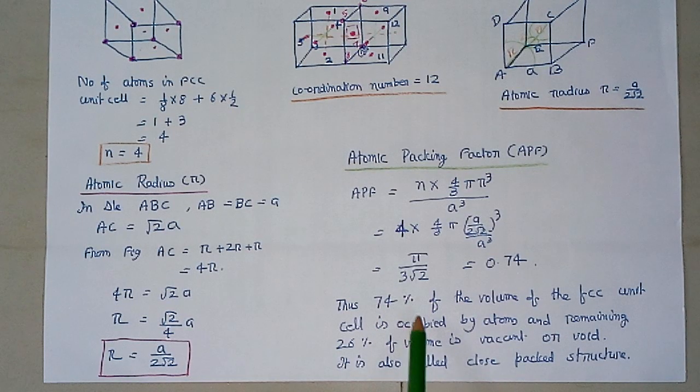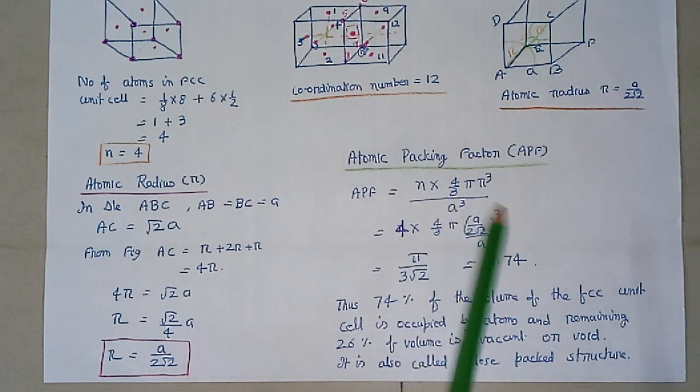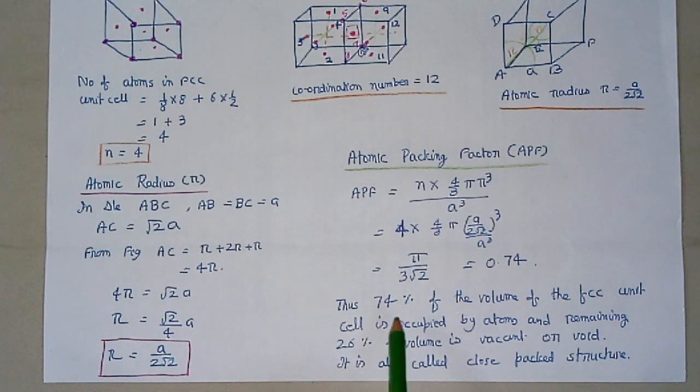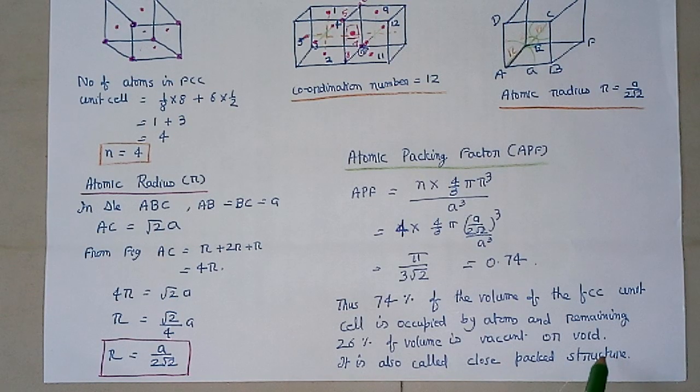So what it indicates is that the APF, atomic packing factor, equals 0.74, which implies 74% of the volume of the FCC unit cell is occupied by atoms, and the remaining 26% of volume is vacant or void. So we can say the occupancy of this is the largest among all the structures. Generally this structure is considered a close packed structure. The atomic packing factor is maximum for FCC, that's why it is also called a close packed structure.